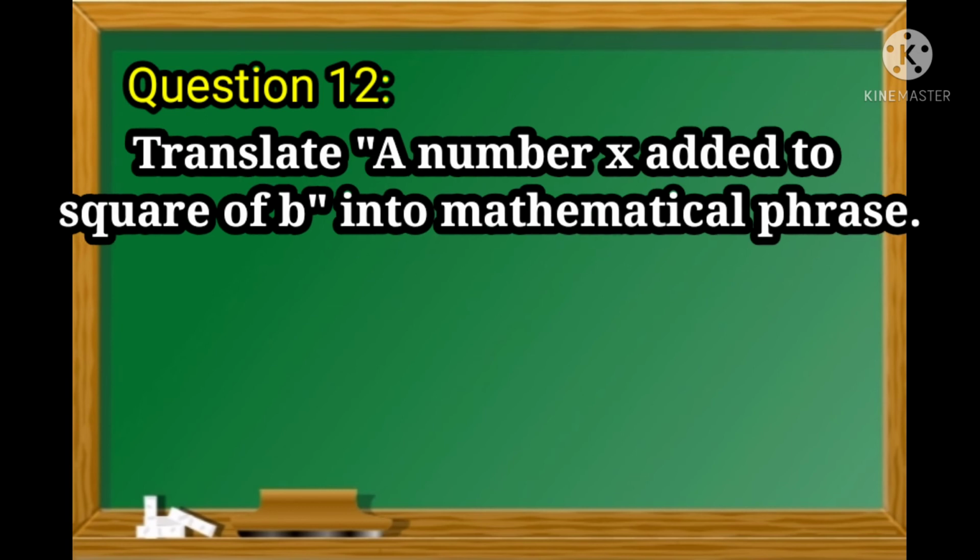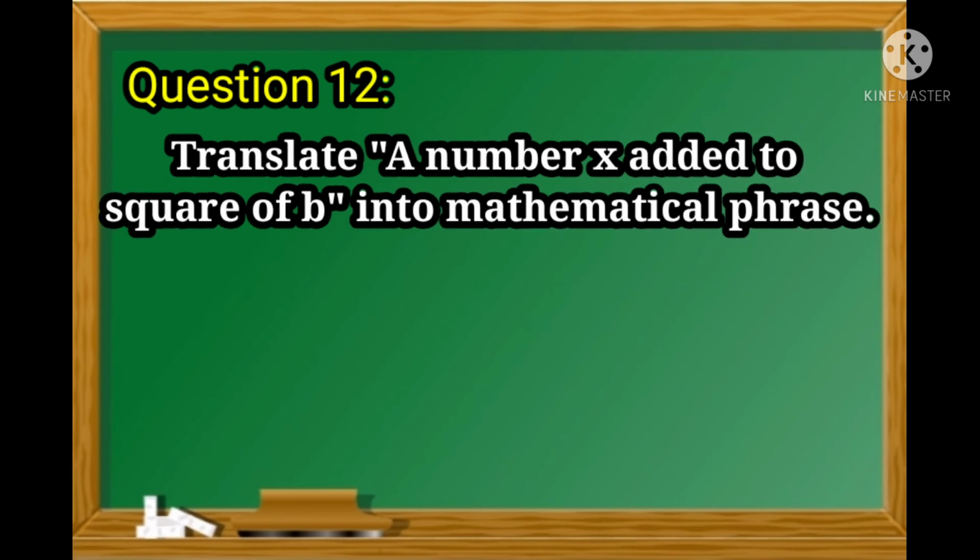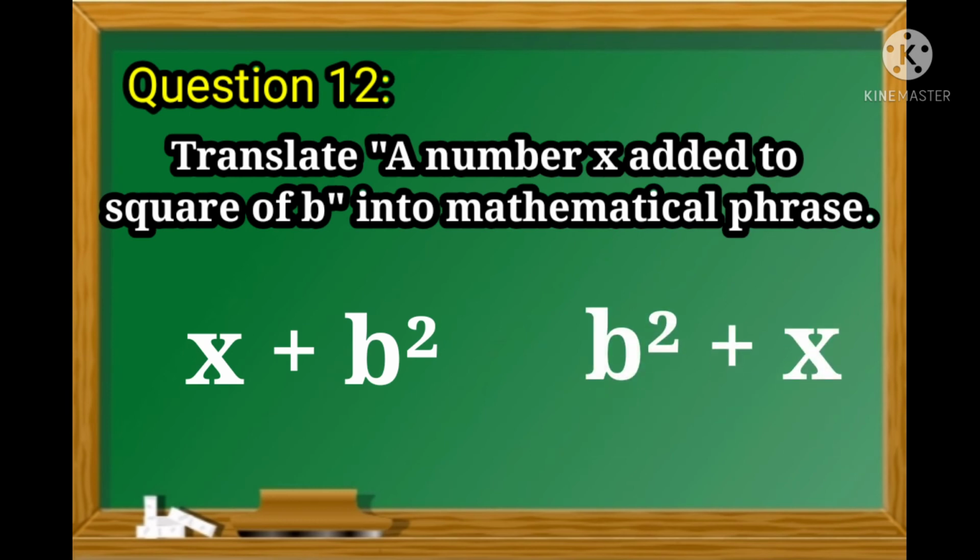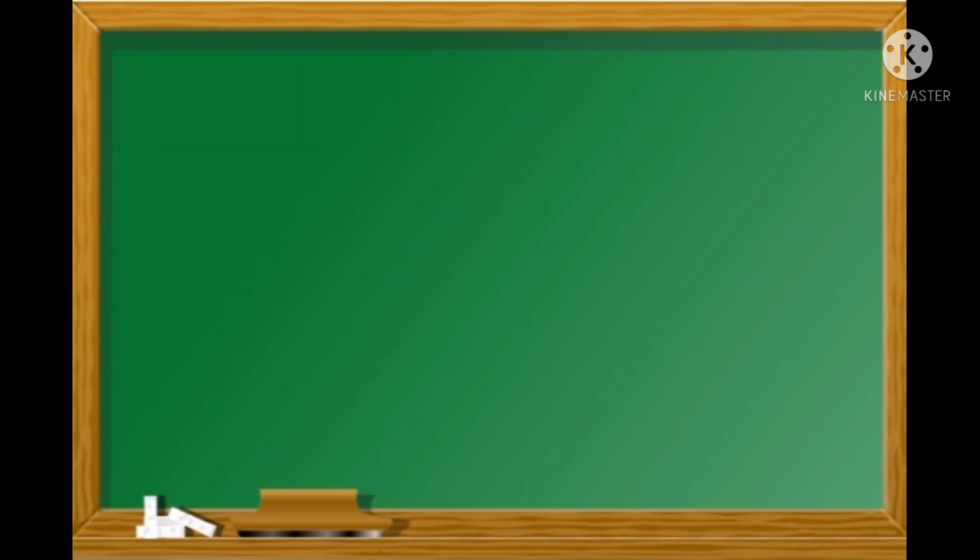Question number 12. Translate a number x added to the square of b into a mathematical phrase. What do you think is the correct answer? Is it x plus b squared or b squared plus x? The correct answer is b squared plus x.